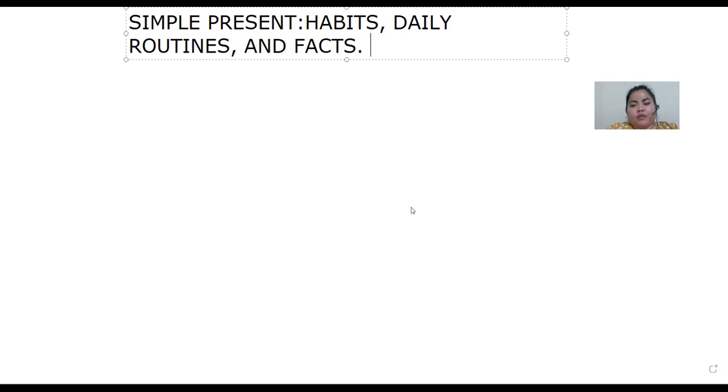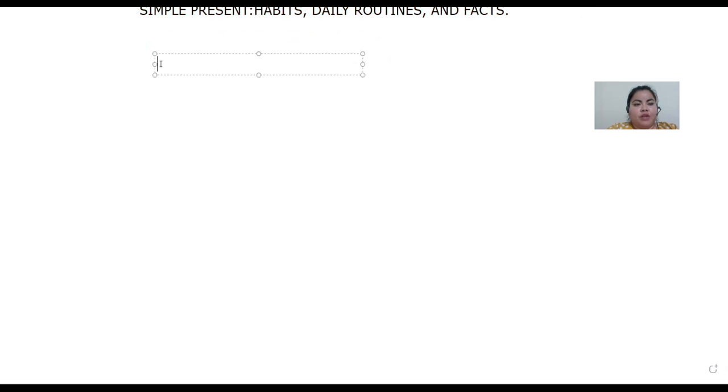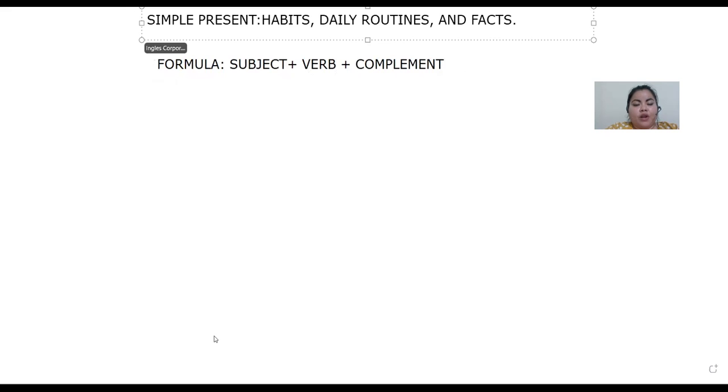Very well. Now let's put it here in red. That is the main topic, the simple present. So what are we going to do in the simple present? For the simple present, we need to have a formula. The formula is the same that we use with the verb to be: subject plus verb plus complement. What is the difference? Here we are not going to use the verb to be.